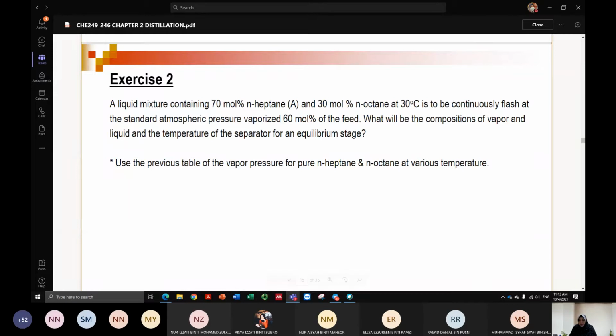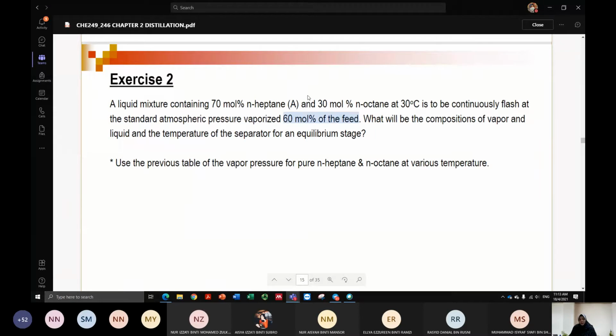It is to be continuously flashed at standard atmospheric pressure. It's mentioned here, continuously flash. So this is the keyword that tells you this is a flash distillation process, using a flash distillation column. At standard atmospheric pressure, vaporize 60 mole percent of the feed. So what will be the composition of the vapor and liquid and the temperature of the separator for an equilibrium stage? You can do the estimation based on the data that you have previously.